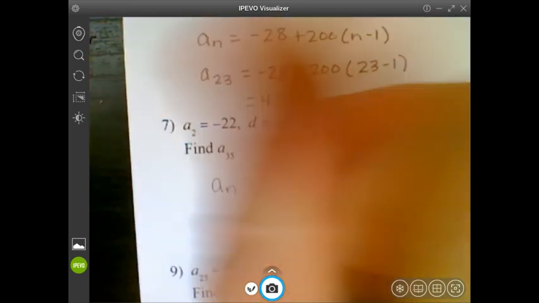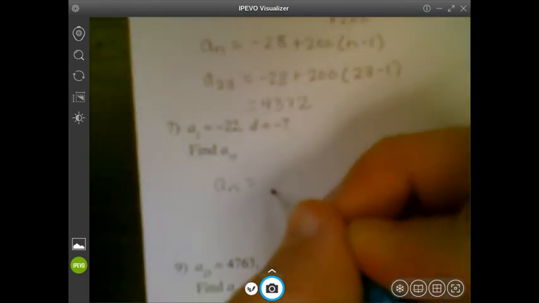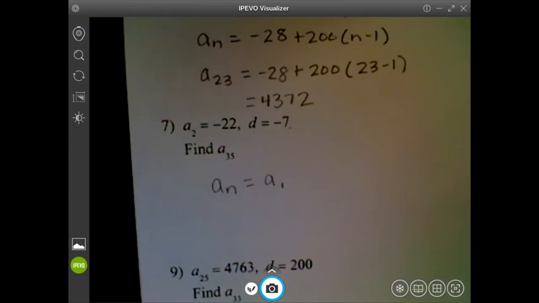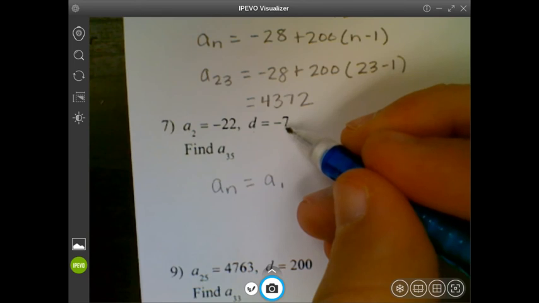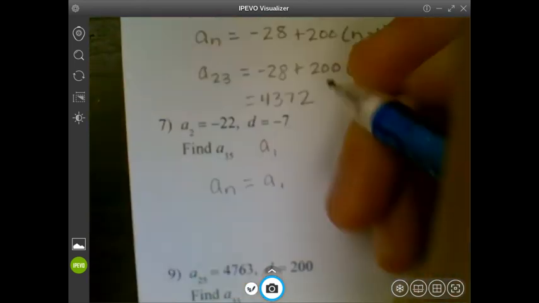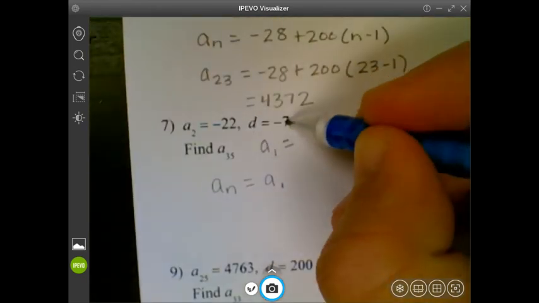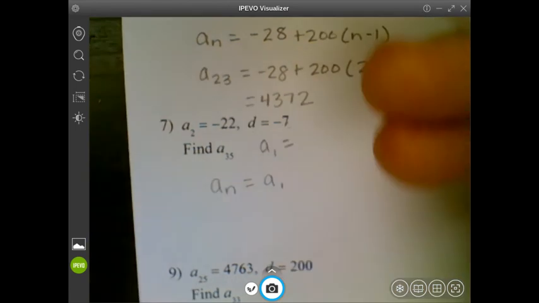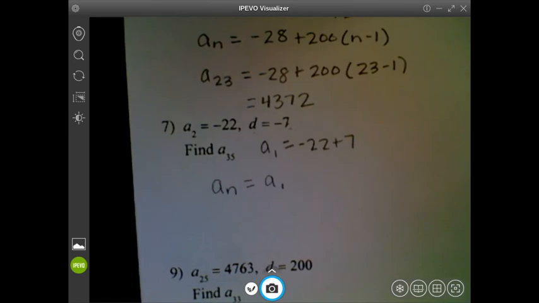So we're going to start by writing our explicit formula. Now when we go to write this, this spot is reserved for a sub 1. We don't have a sub 1, we have a sub 2. But we know what happened was we subtracted 7. So to figure out a sub 1, you're going to use a sub 2. Well, if you had to take a number and subtract 7 to get negative 22, you can find out by adding, right? Adding 7, doing the opposite to move backwards. So that would make your first term negative 15.